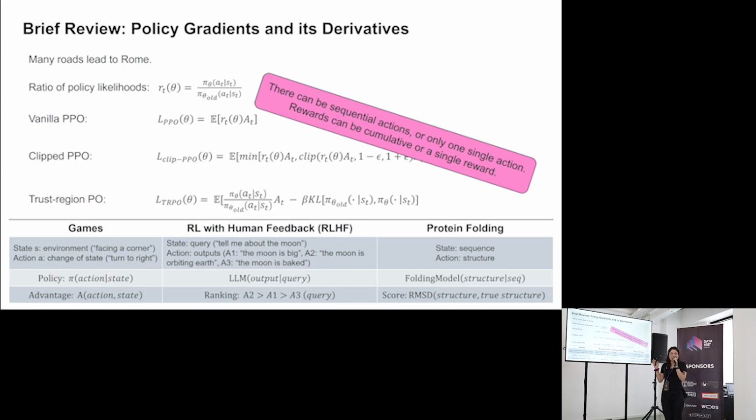Now an example from biology, protein folding. I hope you all attended the AlphaFold 3 talk yesterday. That is also a generative policy where now your state is a sequence, that's the input to your model, and the action is to predict the 3D structure that belongs to that protein sequence. So your policy is a folding model. Your advantage or reward is, for example, an RMSD match between the predicted structure and the ground truth structure.